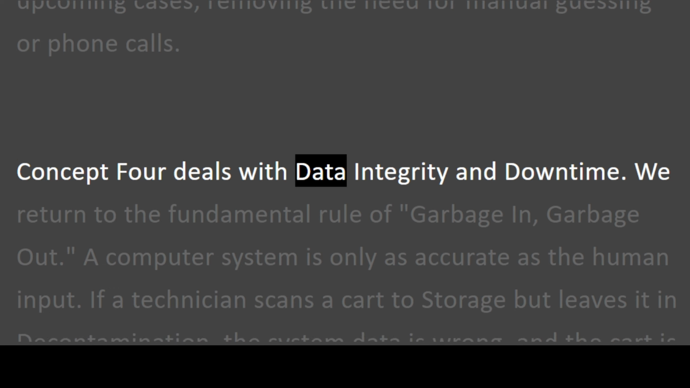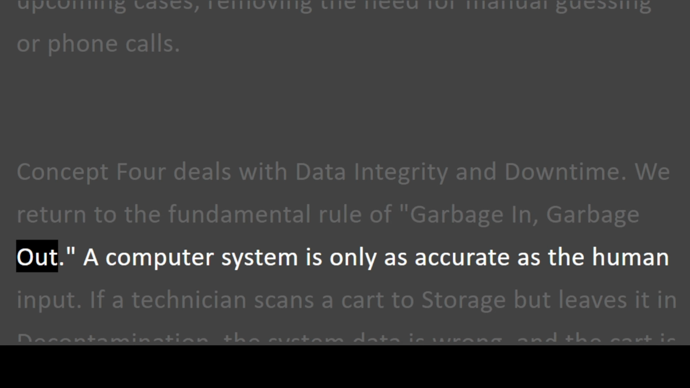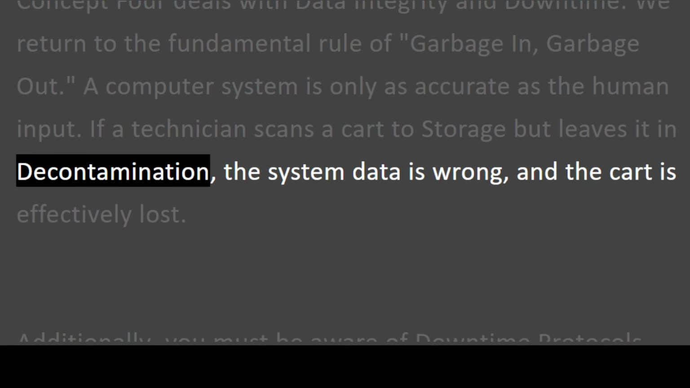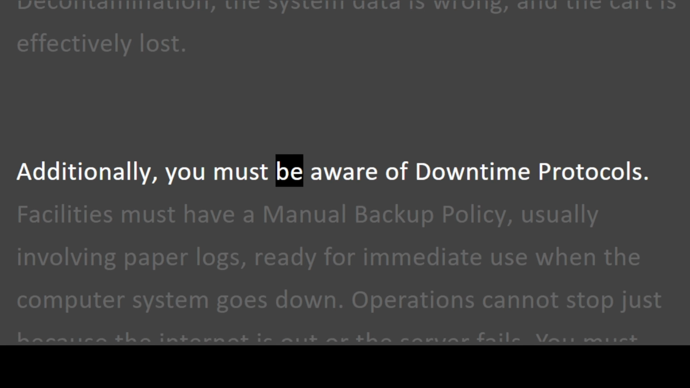Concept 4 deals with data integrity and downtime. We return to the fundamental rule of garbage in, garbage out. A computer system is only as accurate as the human input. If a technician scans a cart to storage but leaves it in decontamination, the system data is wrong, and the cart is effectively lost. Additionally, you must be aware of downtime protocols.